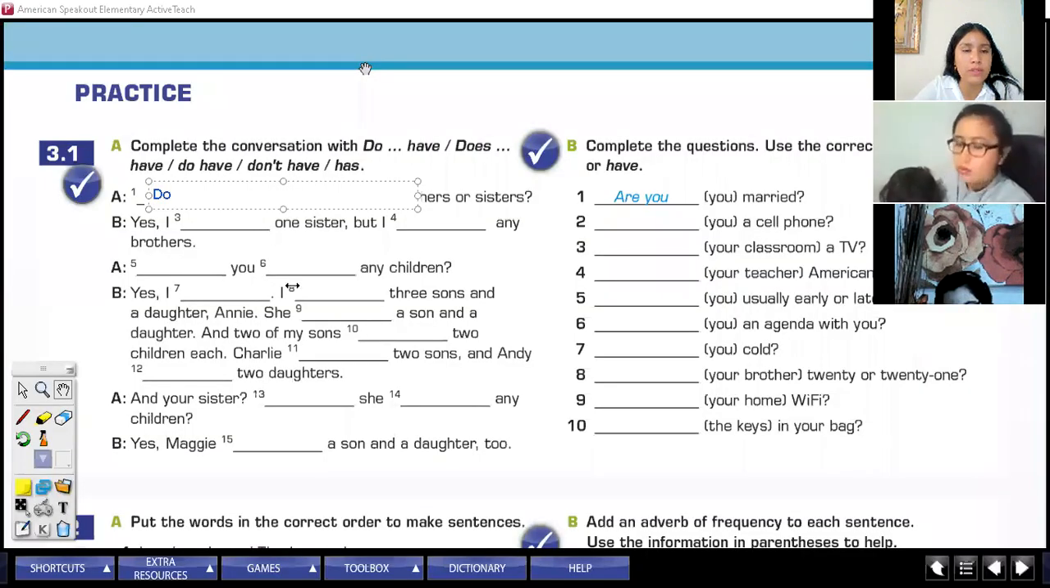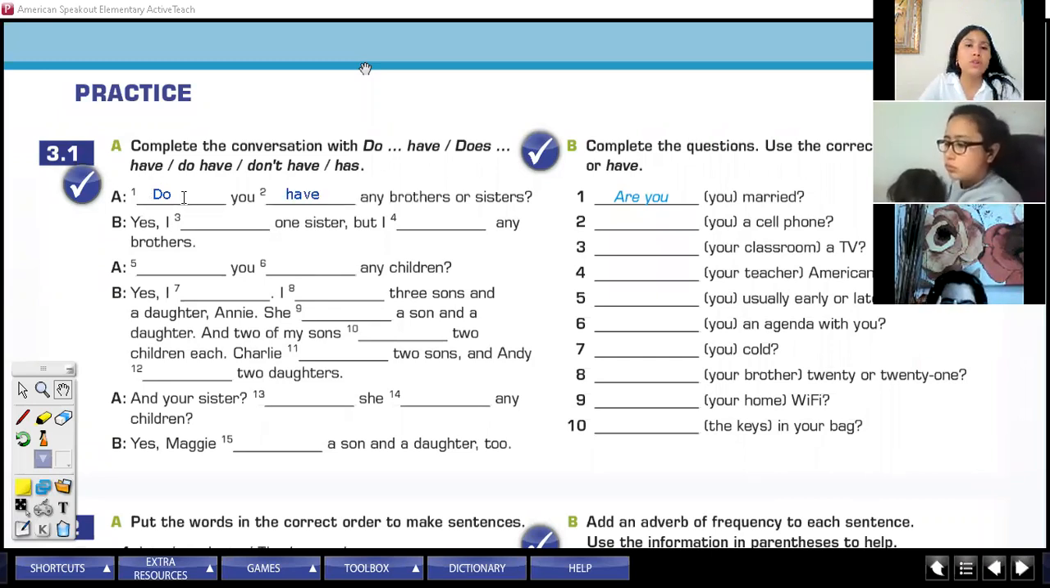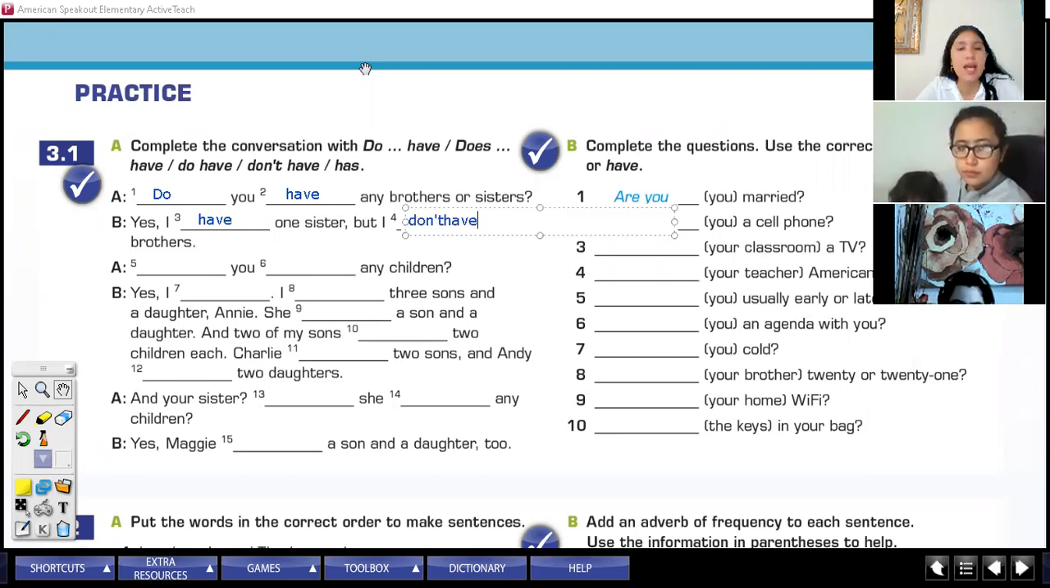And we have, do you have any brothers or sisters, right? Do you have any brothers or sisters? And the answer in here was, I have one sister, but any brothers. What do you think goes here? ¿Qué va aquí? Don't have. I don't have. Very good. I don't have any brothers.